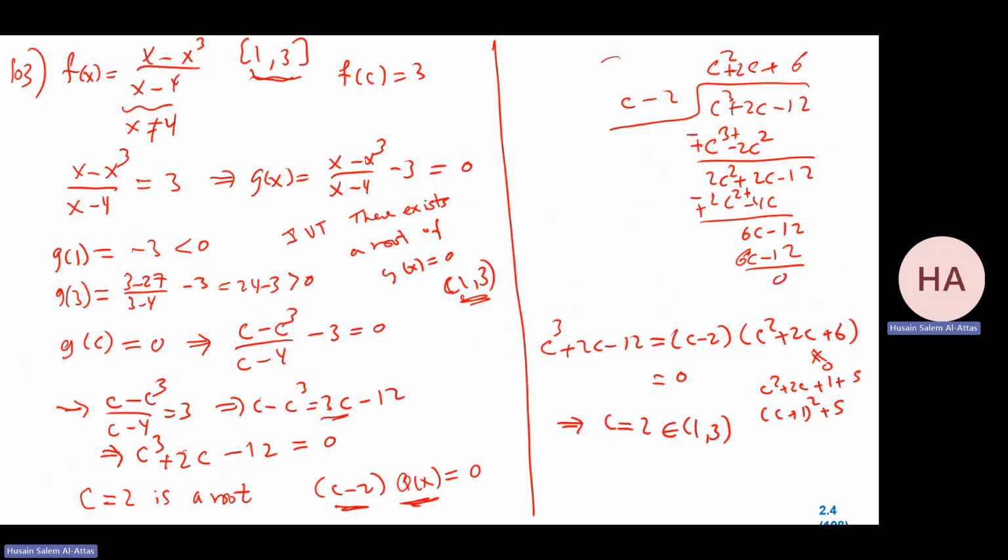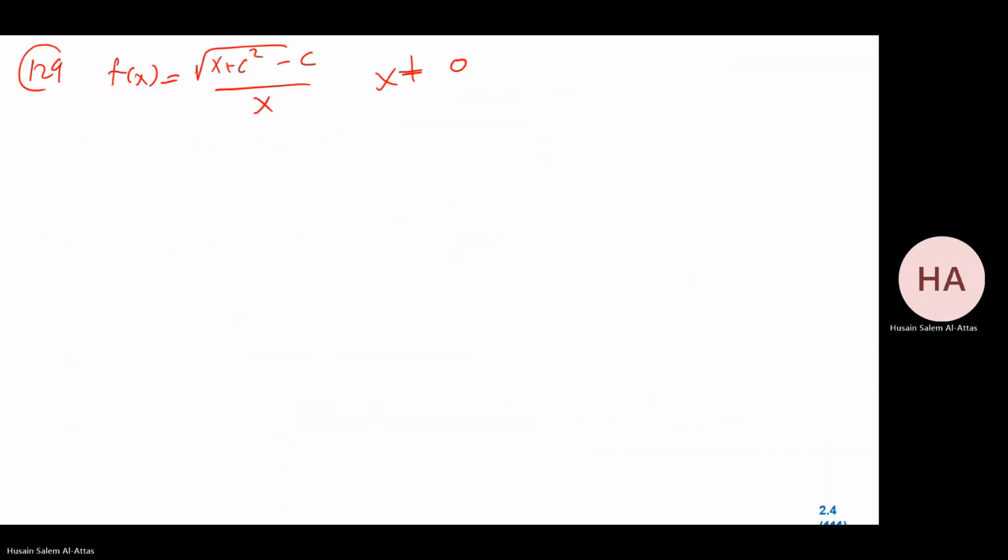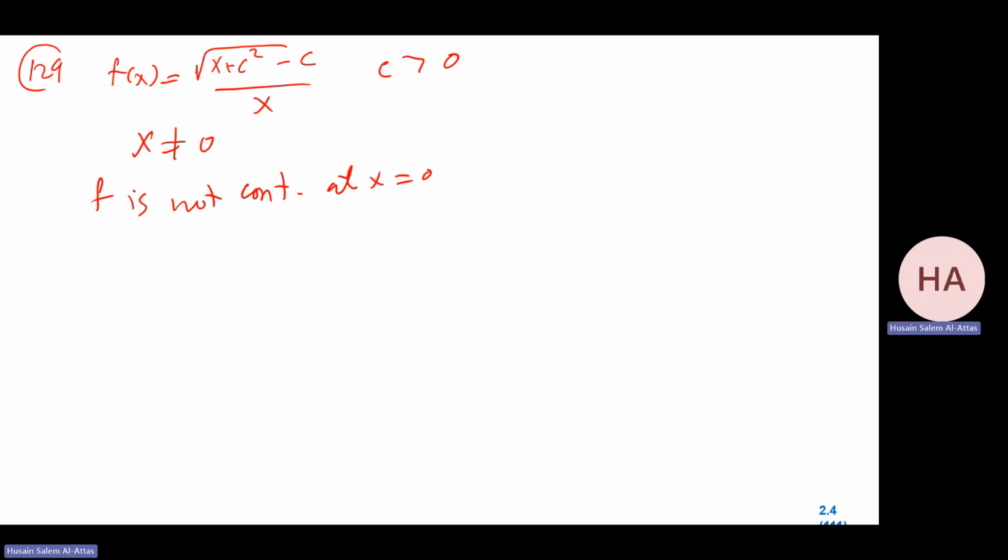Where c is positive, he put c is positive, okay? I'm sure x is not equal to 0. It's not in the domain, so f is not continuous at x equal 0. Now I want to force it to be continuous. I want to redefine the function at 0 to make it continuous. So I need to check what will be the limit as x goes to 0 of this function.